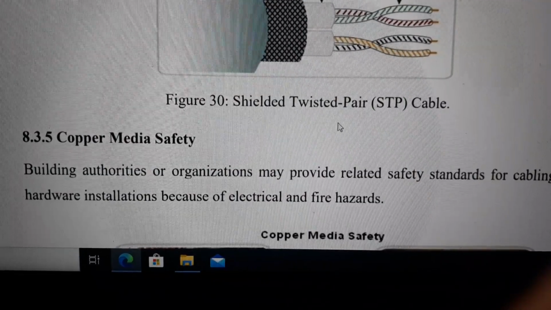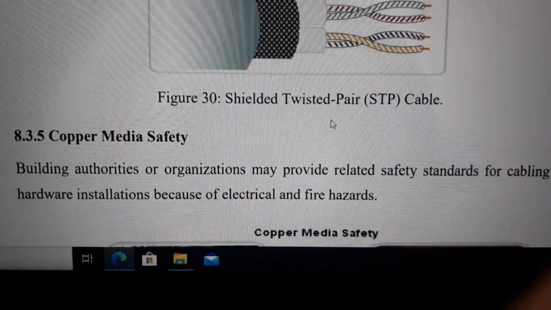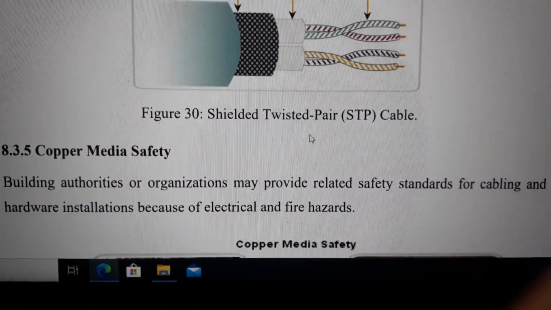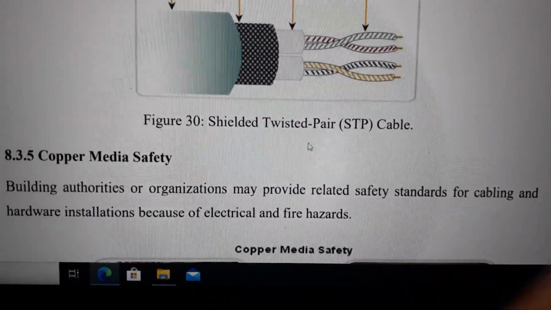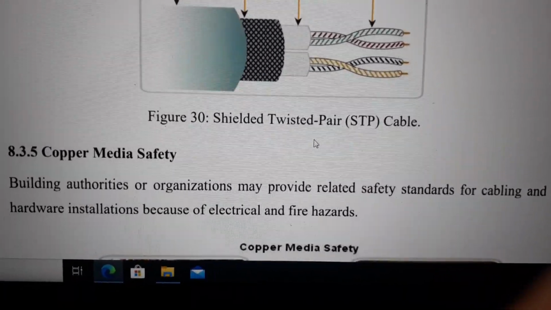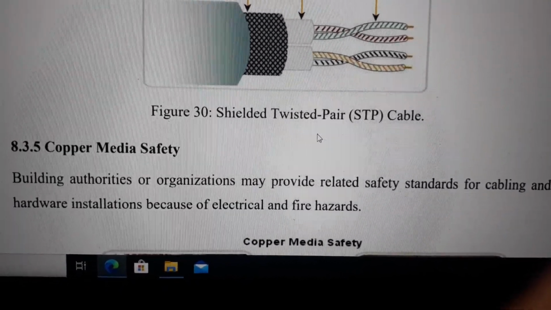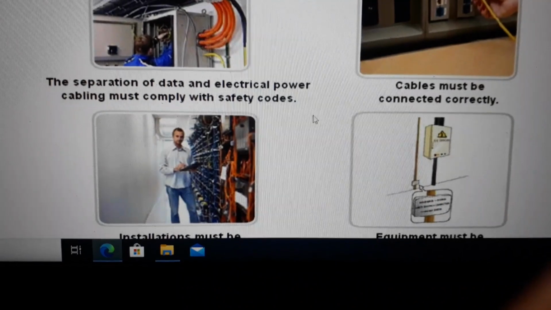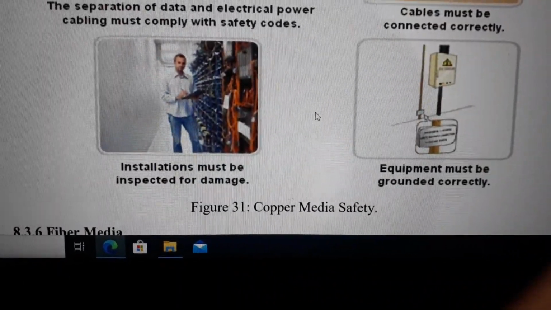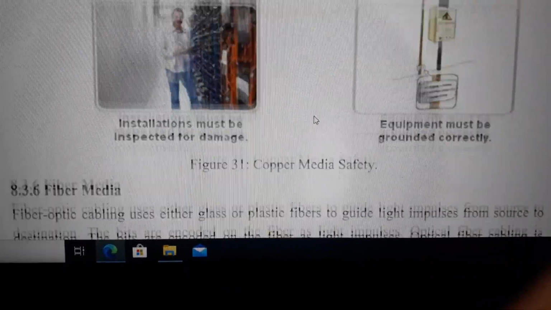Copper media safety. Building authorities or organizations may provide relative safety standards for cabling and hardware installations because of electrical and fire hazard. And we can see here from the figures copper media safety.